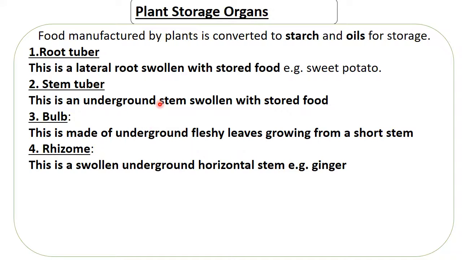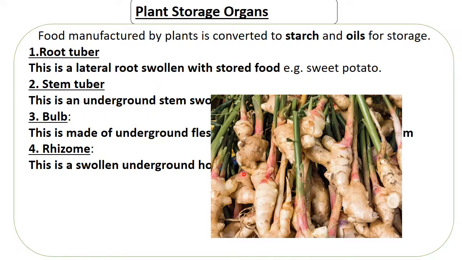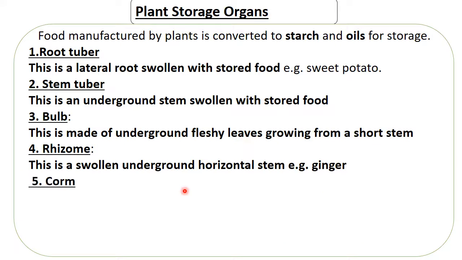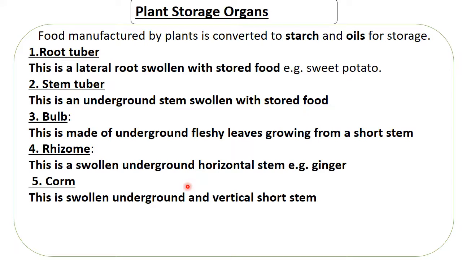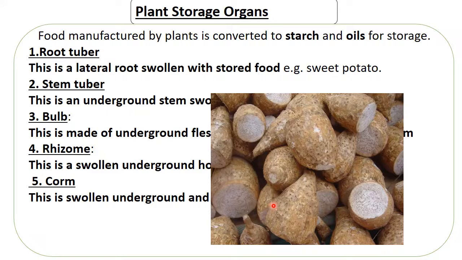The difference between a stem tuber and a rhizome is that a stem tuber is just an underground stem swollen with stored food, while a rhizome is always horizontal, meaning that it moves from left to right. A good example of a rhizome is ginger. Then we also have the culm. A culm is a swollen underground and vertical short stem. The rhizome is a horizontal stem, but a culm is a vertical stem and it is short. So these are examples of culms.